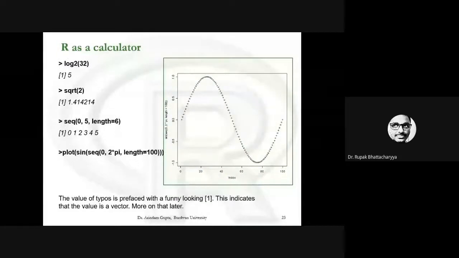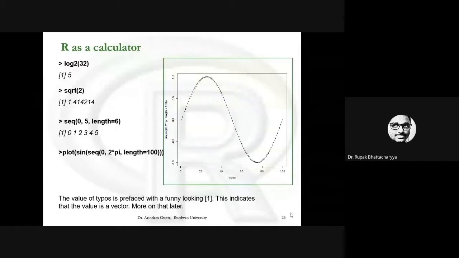Now we get square root of 2. The function of square root is sqrt within brackets 2. If we want the square root of 2, we write sqrt within brackets 2. Get the result: 1.414214, like this.